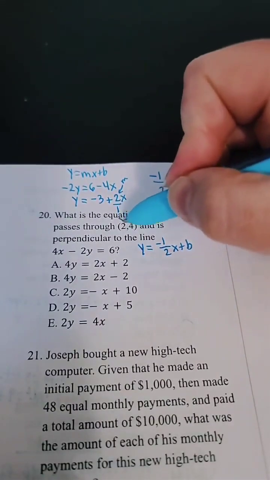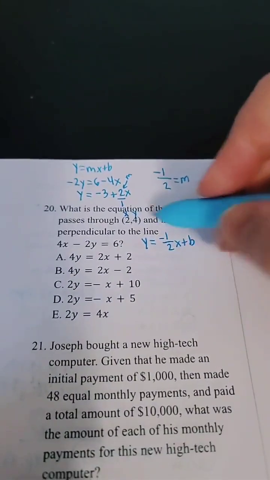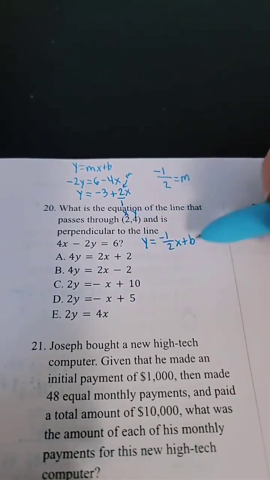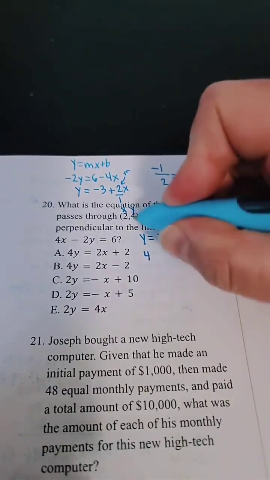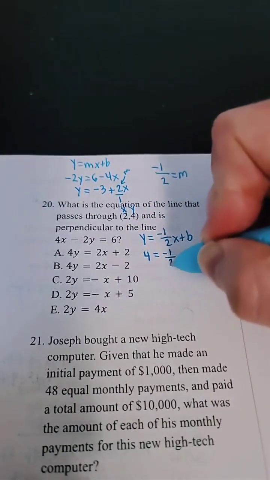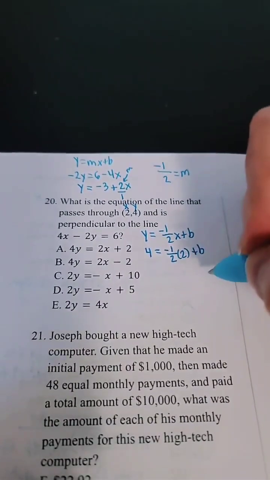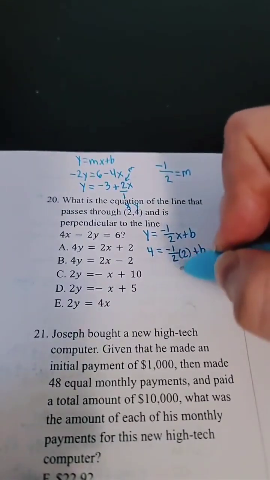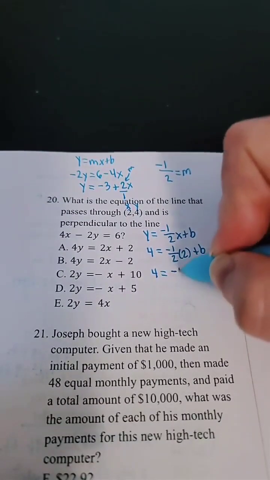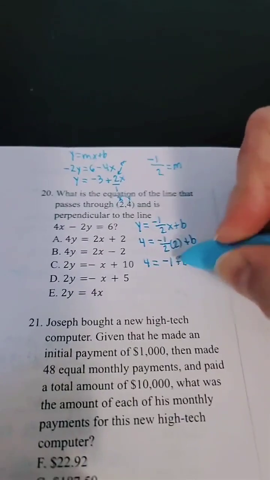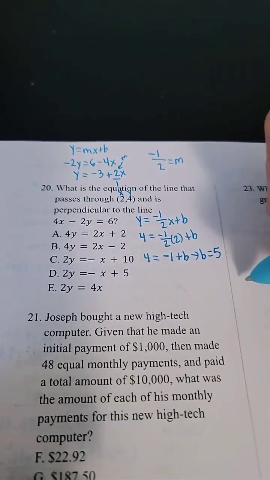I know what my x and y are here because they gave me a point that works on the line. So I could plug in 2 for x and 4 for y and solve for b to get my equation. So I'm going to say 4 is my y, and 2 is my x, and then I'm going to solve for what b is. So 4 is equal to negative 1/2 times 2, which is negative 1, plus b. Then I'm going to get b by itself by adding 1 to each side. So then b is going to be equal to 5.